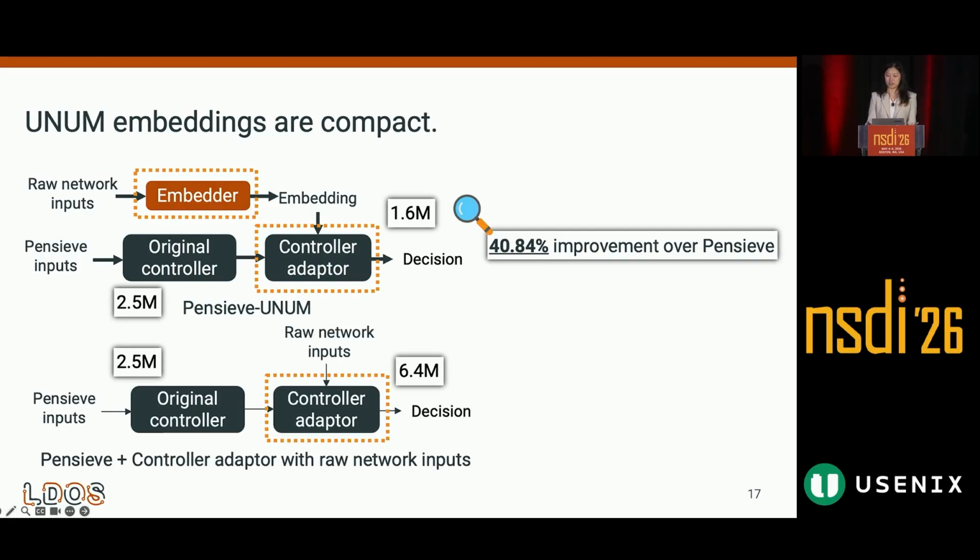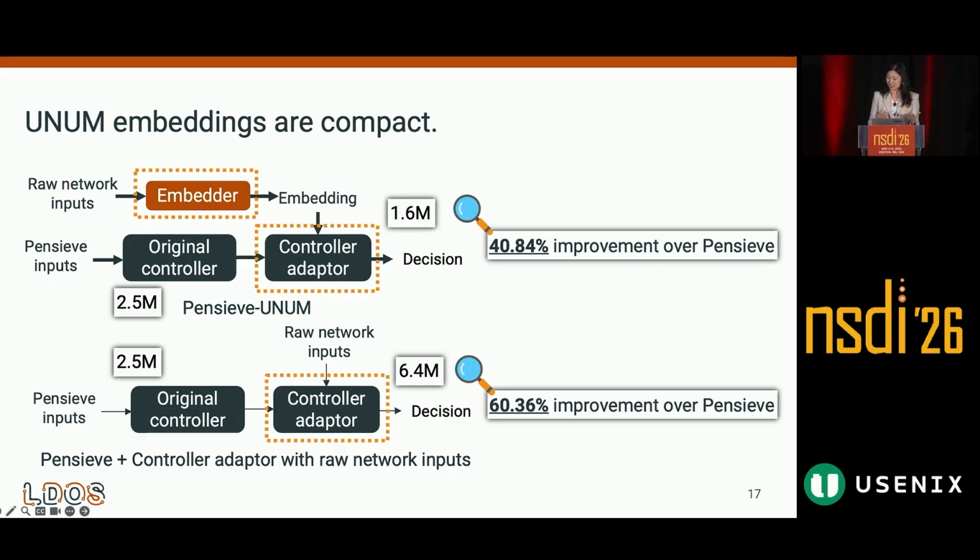We also train an alternative architecture, which directly takes in the raw network inputs and trains a controller adapter. In this case, the performance is consistently worse than Pensive until we increase the model size, again and again, until the model size reaches 6.4 million parameters, which is 4x of what is used in Pensive Unum. And then it achieves 60% improvement over Pensive. This is very interesting because what we get from Unum is already there in the raw data, but it is not easy to directly extract it. Unum's embedding acts as a very structured and compact way that makes the relevant signals easier for the controllers to learn, leading to significantly better performance with much lower compute cost.